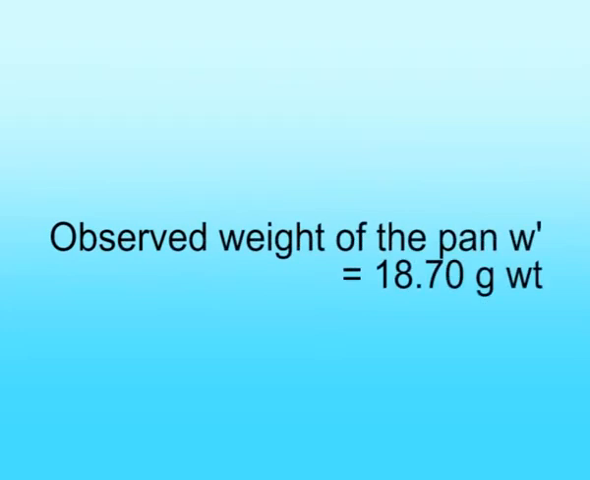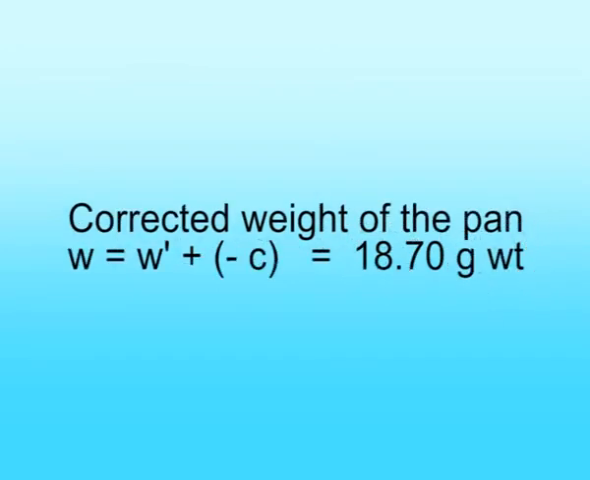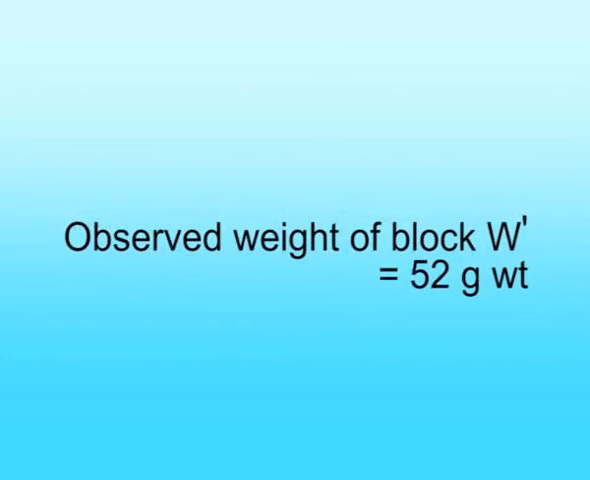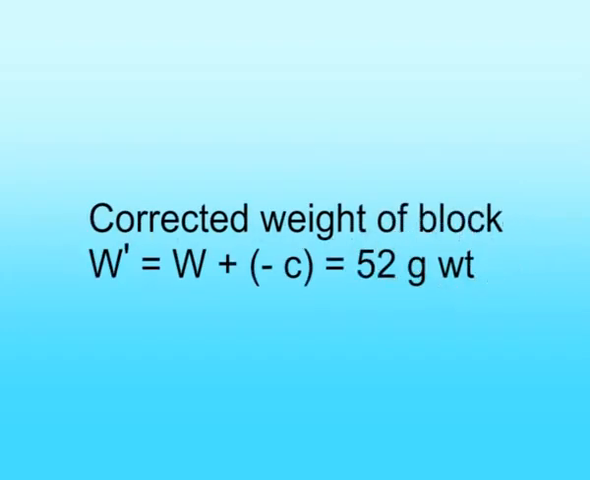Find the observed weight of the pan, small w dash, in gram weight. Corrected weight of the pan, small w, equal to small w dash plus or minus C in gram weight. Observed weight of block, W dash, in gram weight. Corrected weight of block, capital W, equal to capital W dash plus or minus C in gram weight.